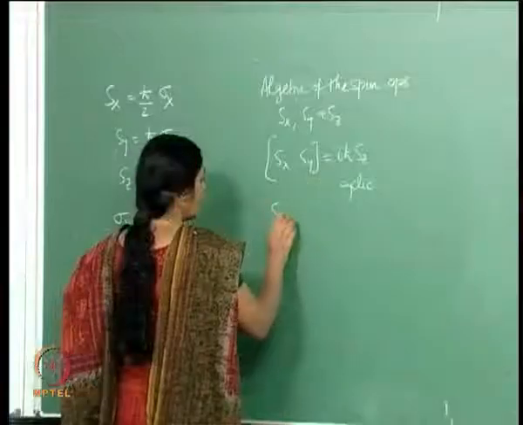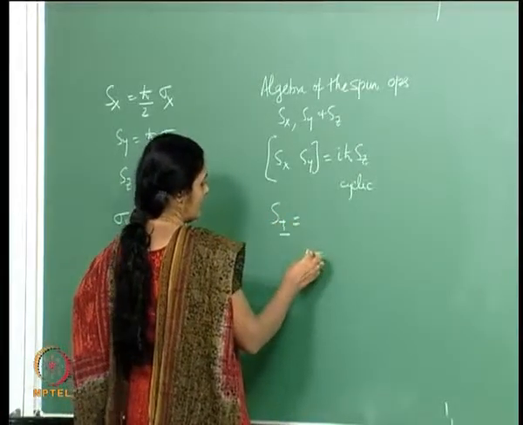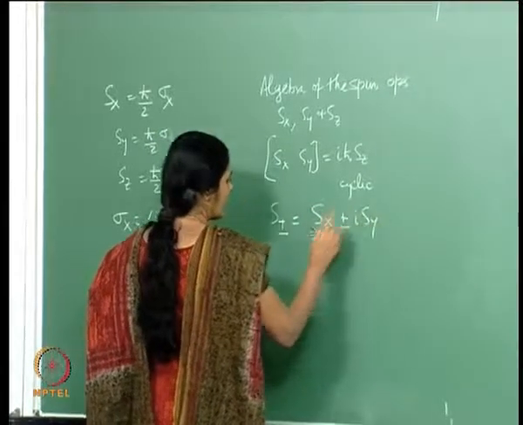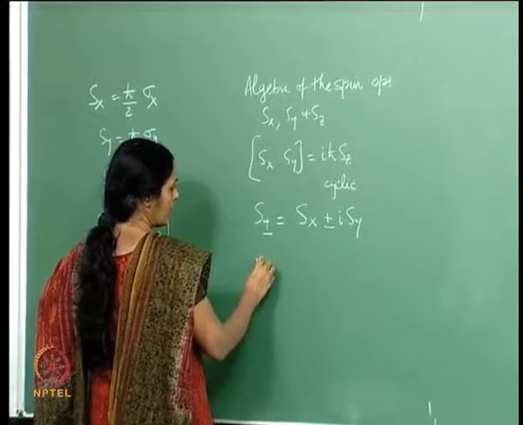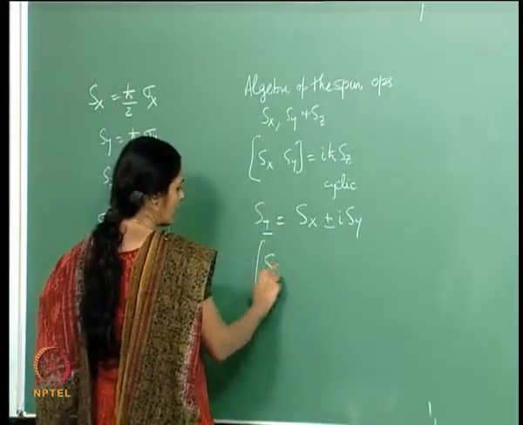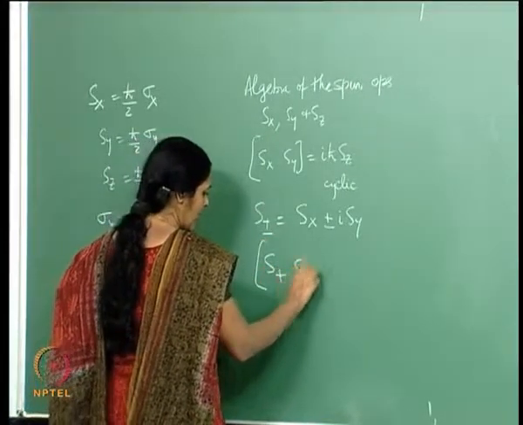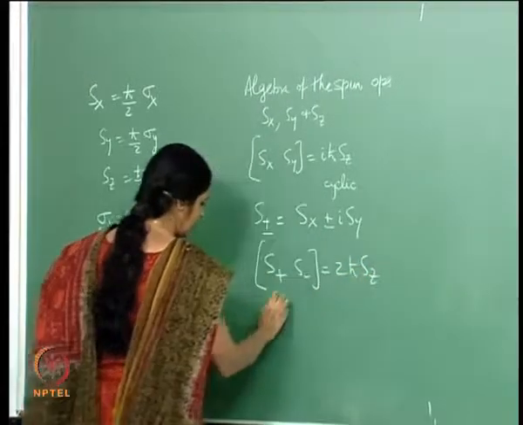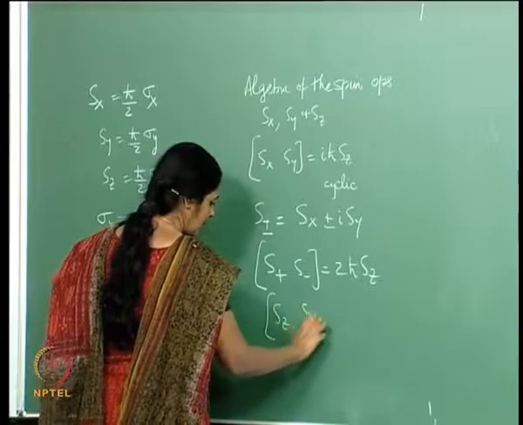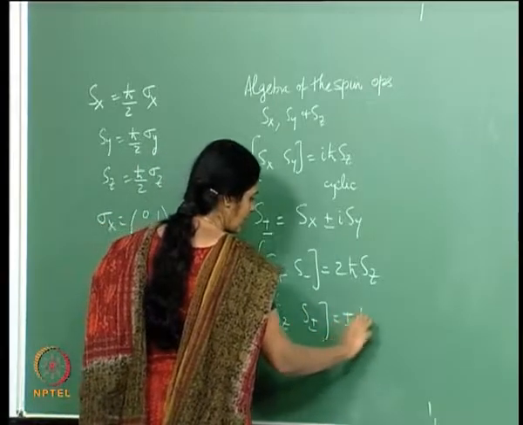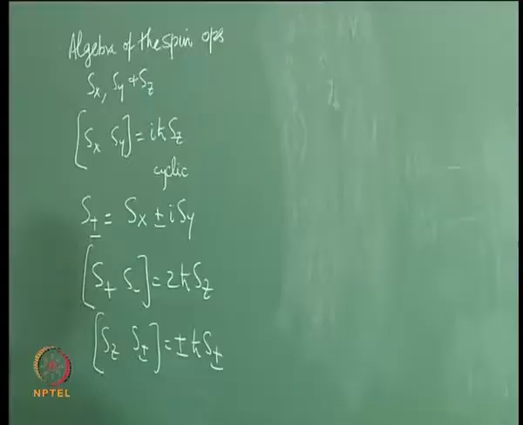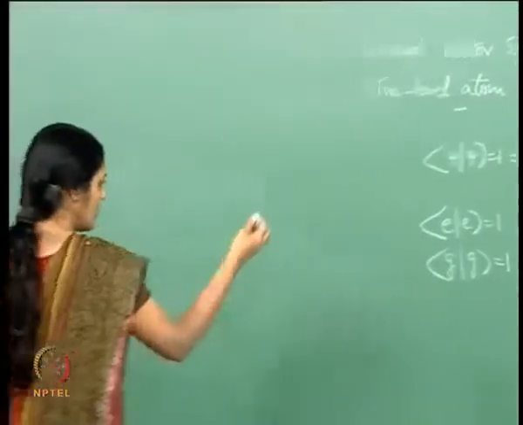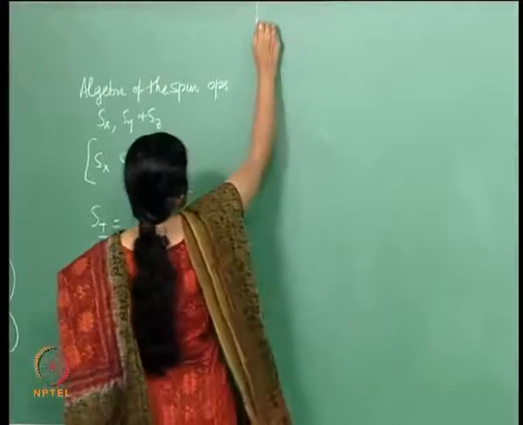I could equivalently define S plus and S minus as Sx plus or minus i Sy, and the algebra can be written in terms of S plus, S minus, and Sz in the following manner. What has that got to do with the atomic system? We will see that right away.